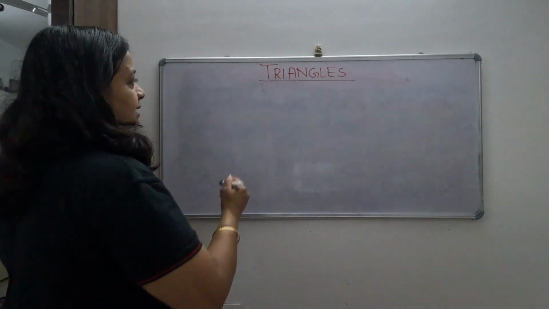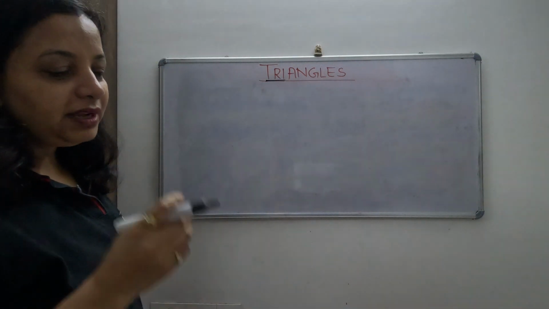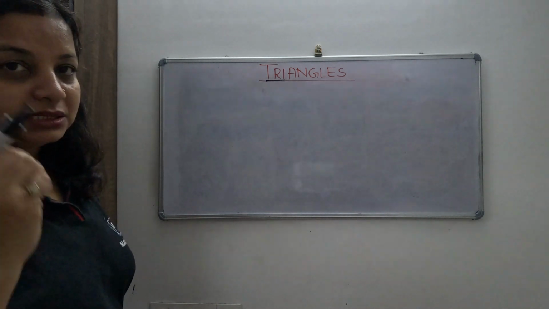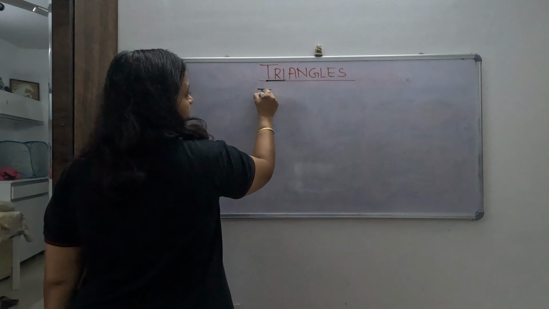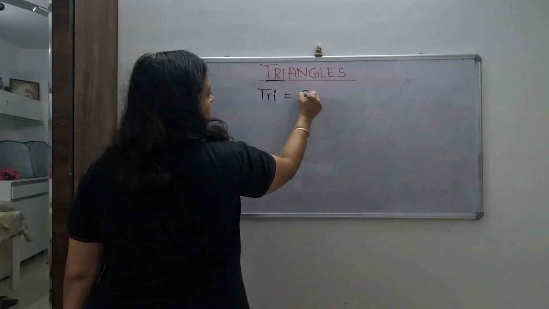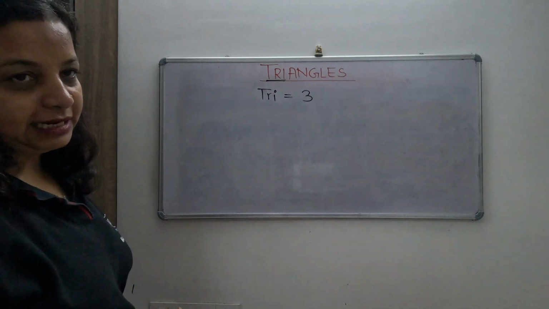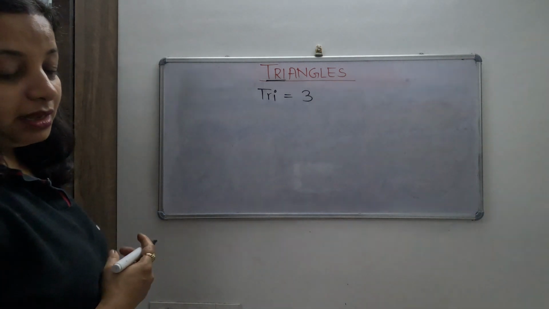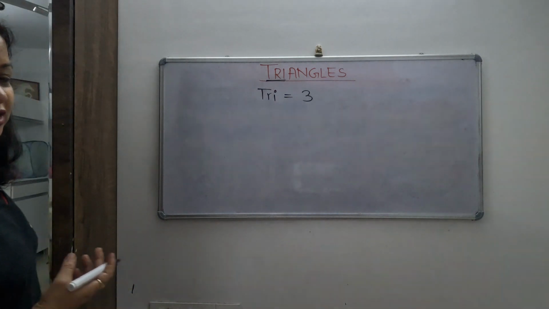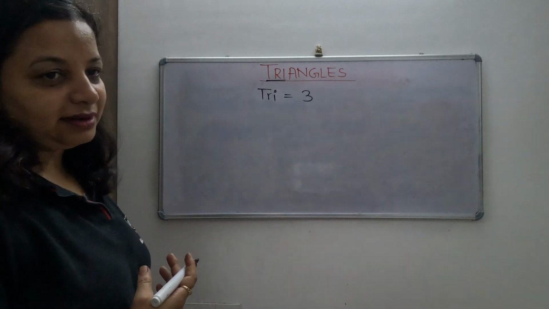So the prefix "tri". Now we are going to learn triangles. The prefix "tri" means 3. Everything here is 3. So you know that a tricycle is a three-wheeler cycle, right?